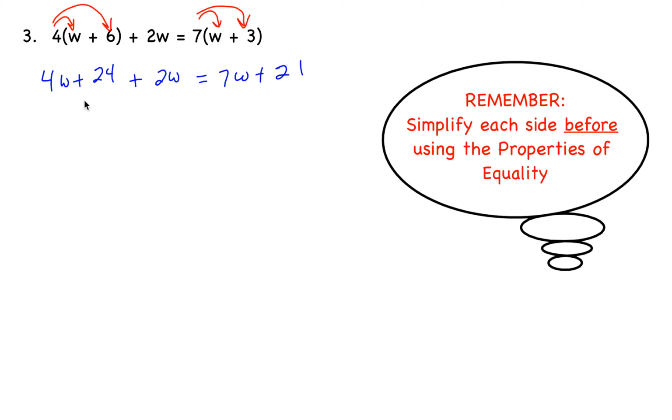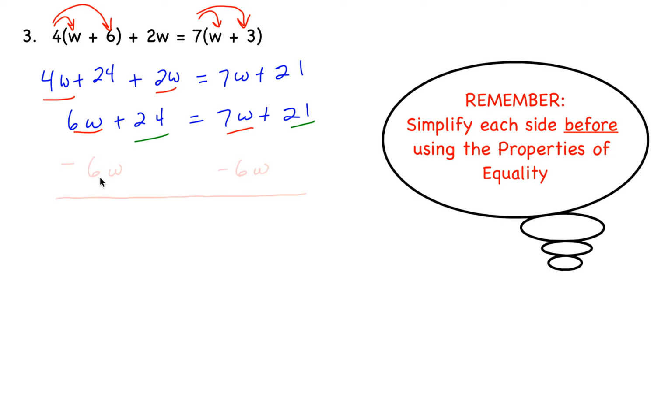So now that I've got everything expanded, here's my equal sign. I need to combine like terms. Well, the 2w and the 4w are considered like terms, so we need to combine those first. So I get 6w plus 24 equals 7w plus 21. Now it looks like what we had on the last slide. We need to get the terms that are alike together. So I need to get my 6w and my 7w together. And then I also need to get the constant terms together, the 21 and the 24. So that's where we're headed.